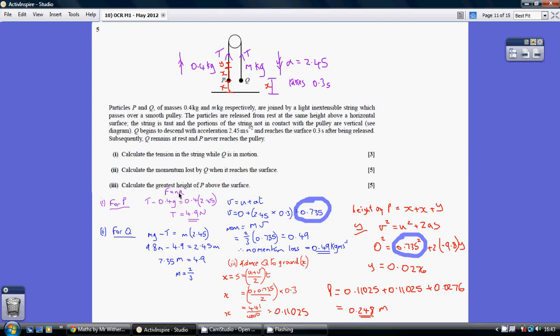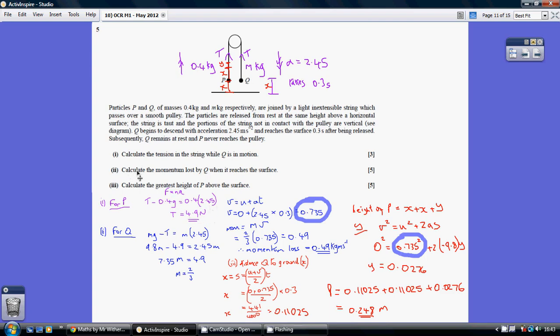Newton's second law, so F equals ma. So our net force: P is going upwards, so the tension upwards must be exceeding the weight of the particle. So our net force is T minus the weight, so T minus 0.4g. So that's our F equals mass times acceleration, well 0.4 times 2.45. So that allows us to work out that the tension is 4.9 newtons.